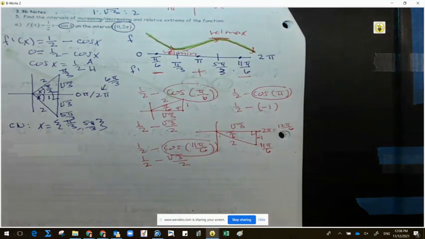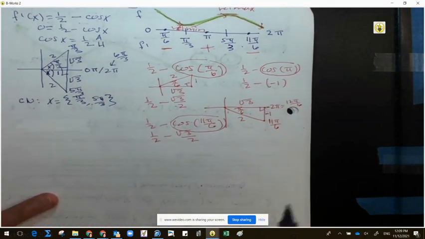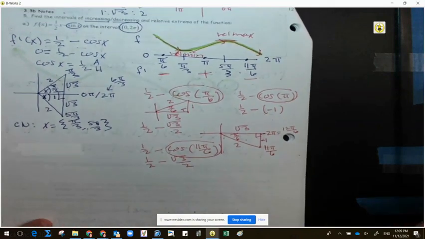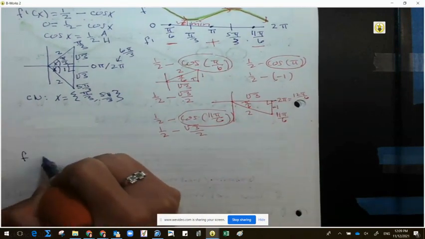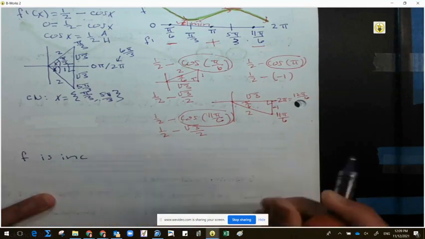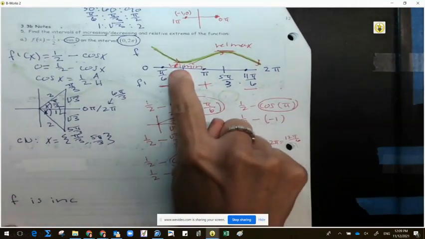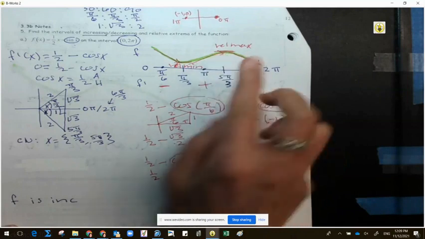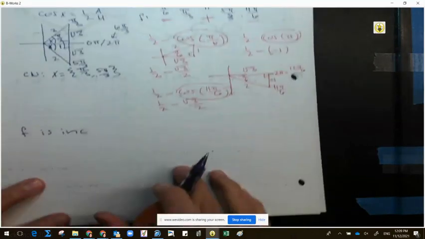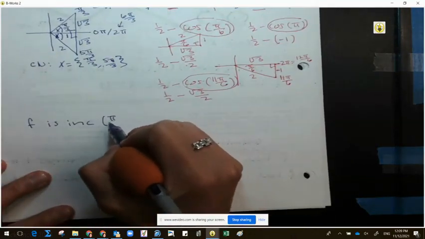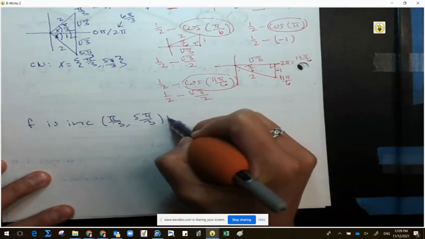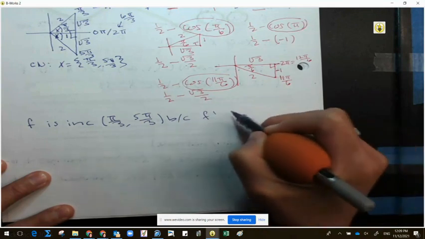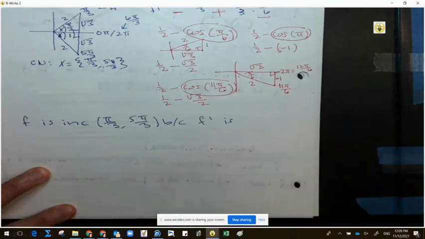Let's write out the phrase that we did just like yesterday. The first thing it's asking us is, where is it increasing and decreasing? So on the bottom, let's write out the function is increasing at the following. Is it going up right here? Write that in interval notation, pi over 3 to 5 pi over 3. And the reasoning is because f prime is what? Positive. Very good.